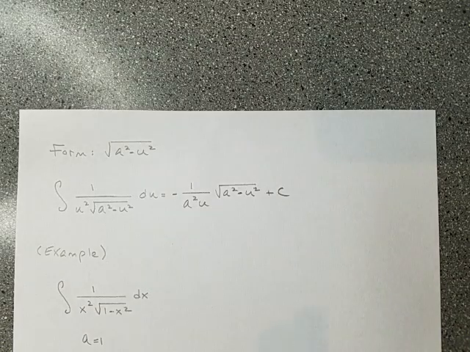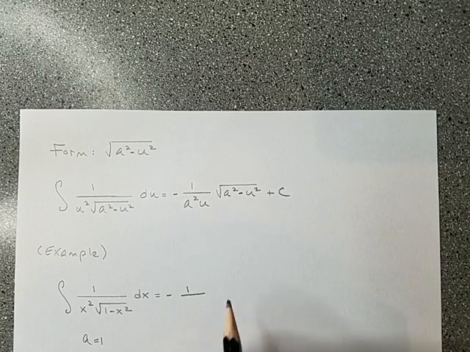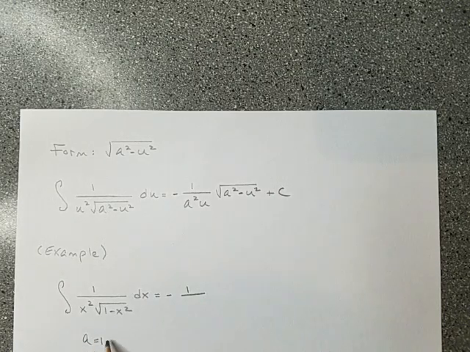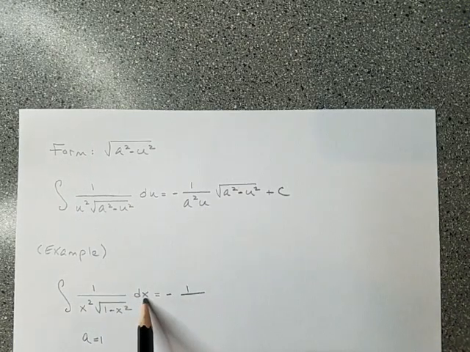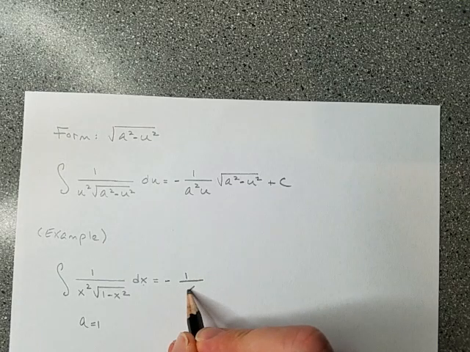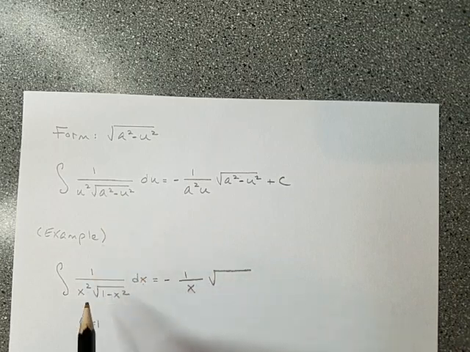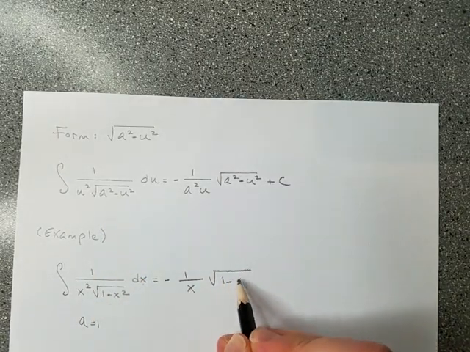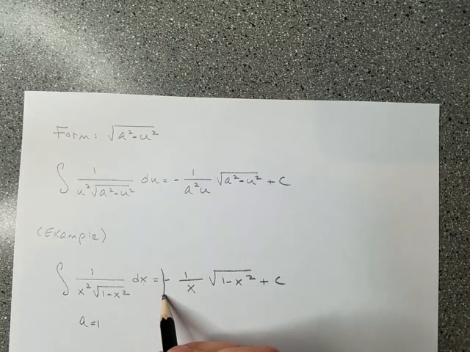Okay, so I'm going to get then negative 1 over a squared, so that's going to be 1. U, well, u is just a variable. Here my variable is x, okay? So I'm going to get negative 1 over x, and then times root a squared minus u squared. Well, that's 1 minus x squared. Plus c. Well, so that wasn't so bad, right?